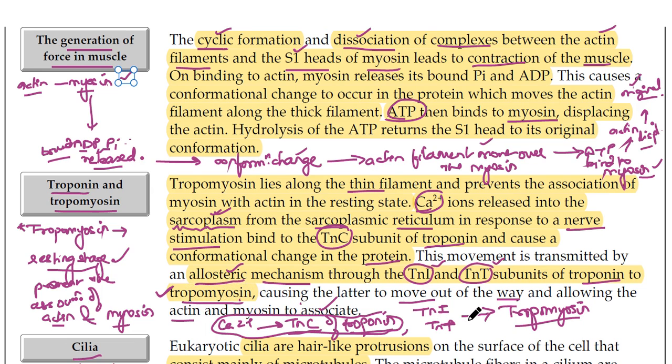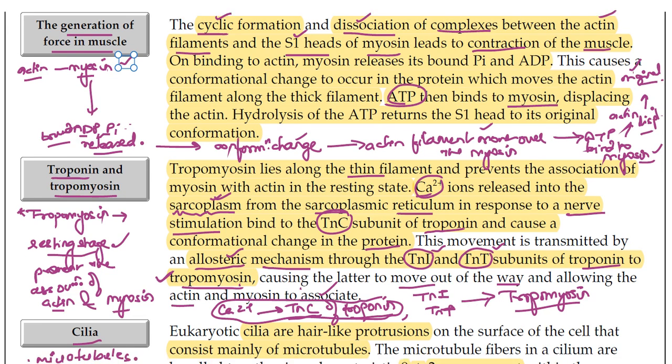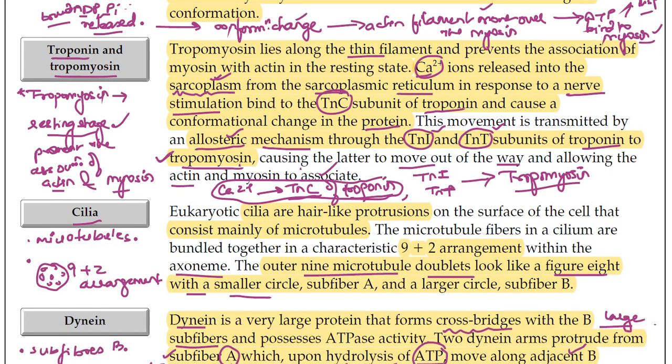Next is cilia. Cilia are hair-like protrusions made up of microtubules. The microtubules in the cilium are arranged in a 9+2 manner, and the outer 9 microtubules look like a figure of 8, with a central circle, subfiber A and subfiber B. This is subfiber A, this is subfiber B. Subfiber A is smaller and subfiber B is larger.